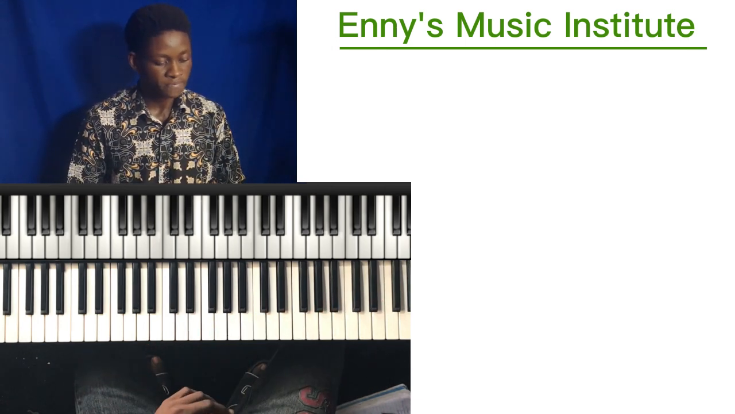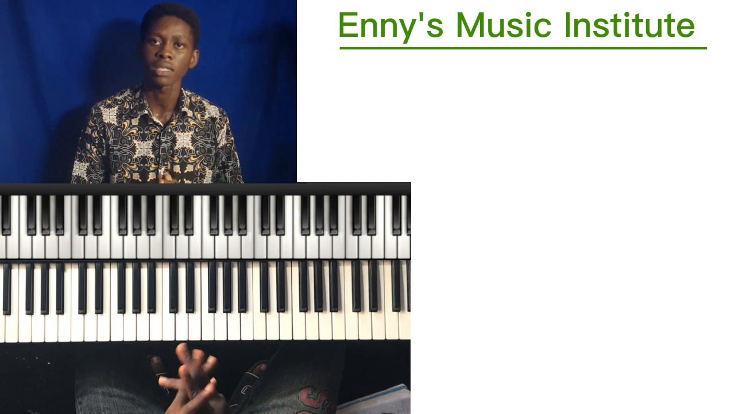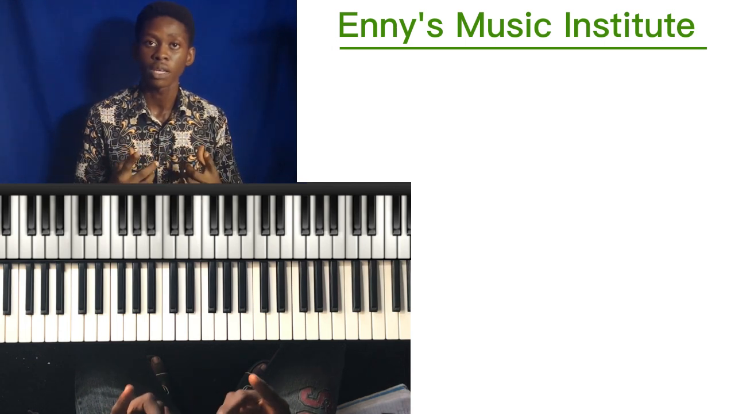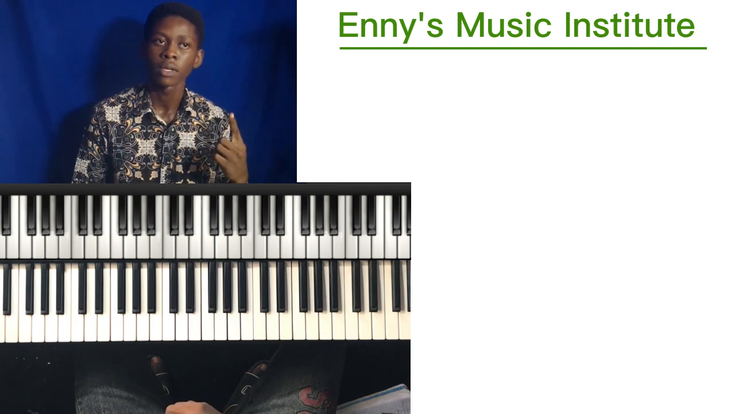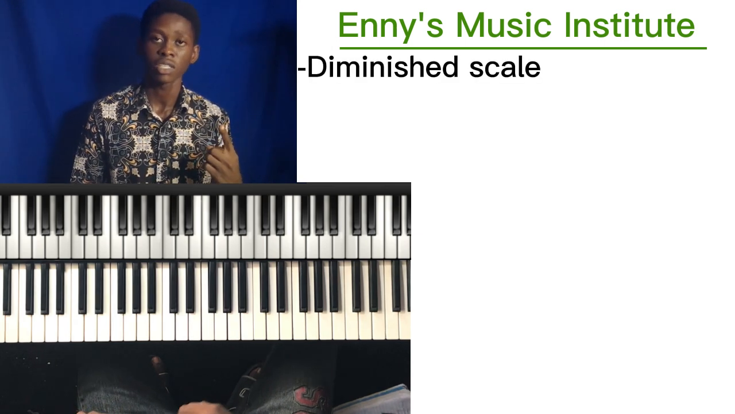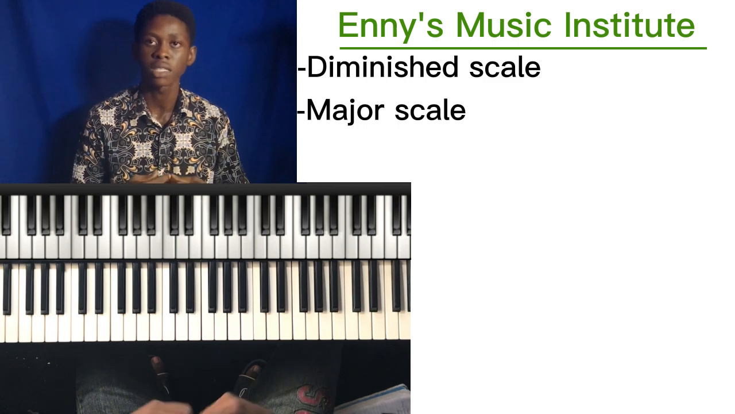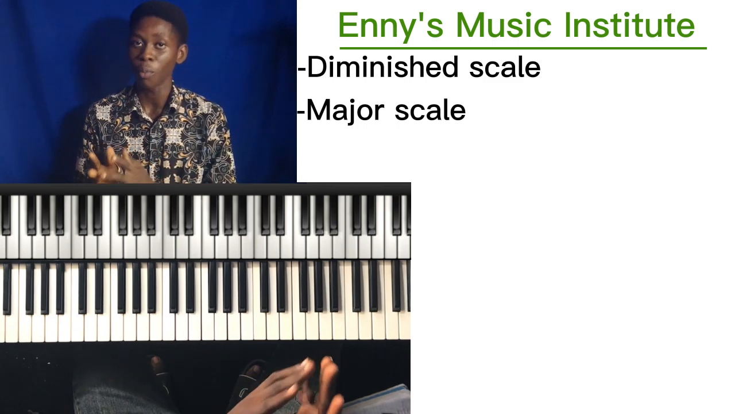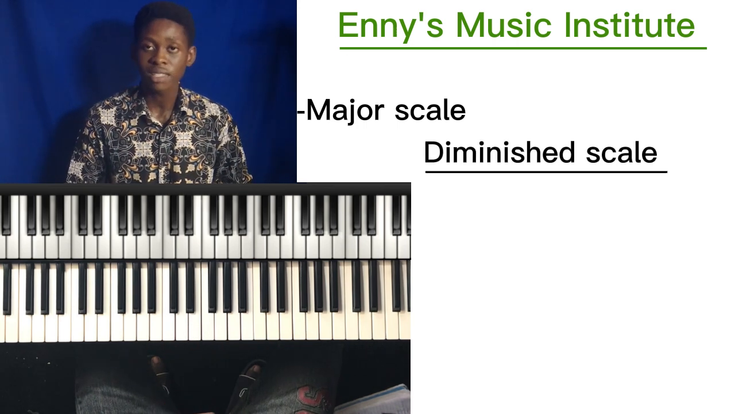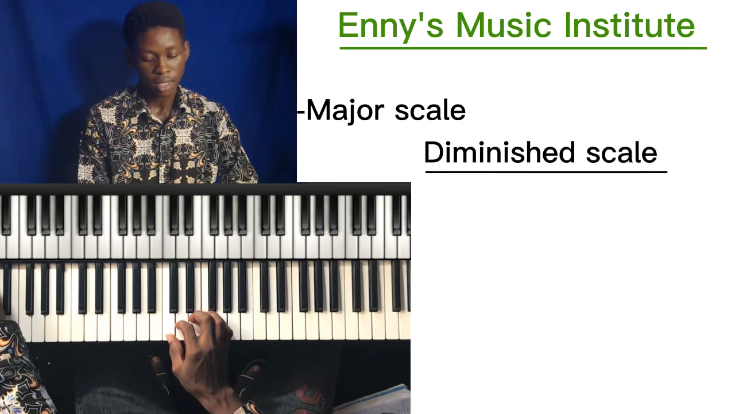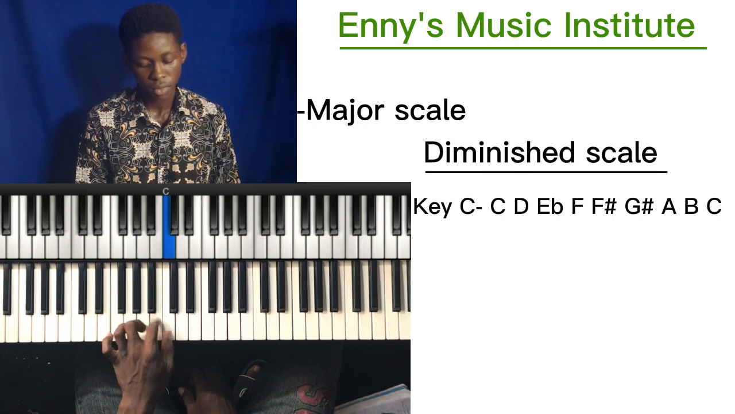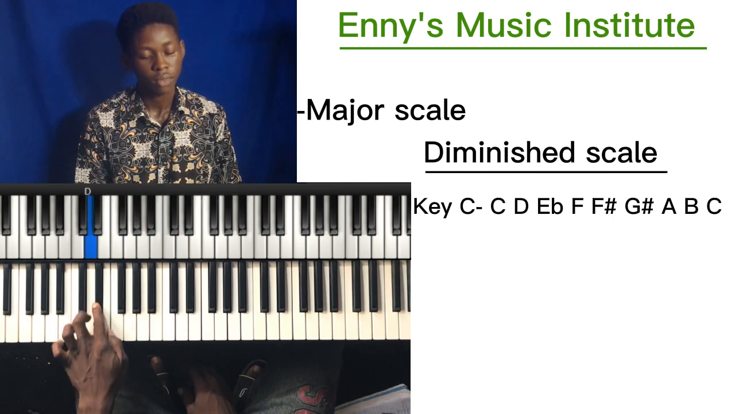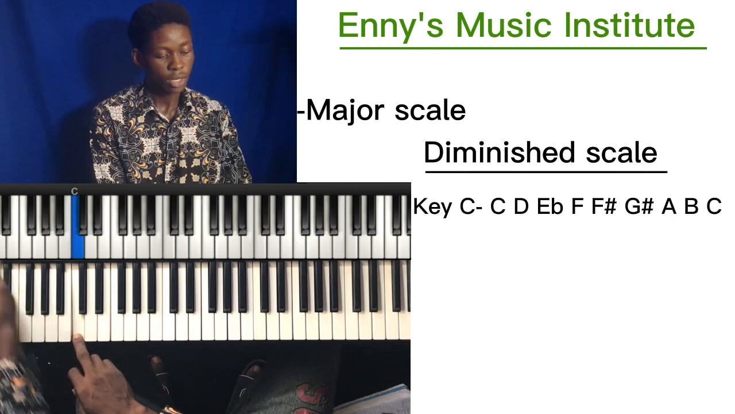Alright, so now there are two ways to understand or to view a half diminished seventh chord. The first one is from the diminished scale, and the second one is from the major scale. So let's look at it from the diminished scale point of view. Now, what is the diminished scale? This is the C diminished scale. Right? So that is the diminished scale.